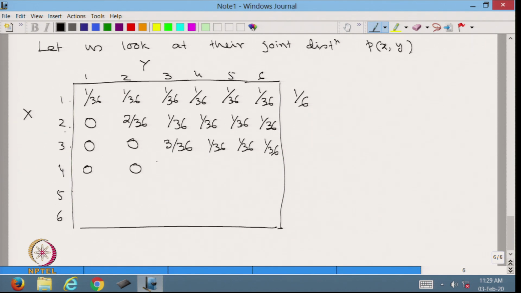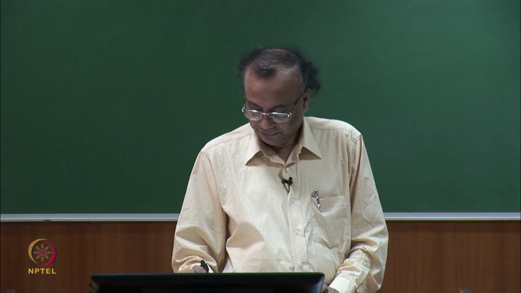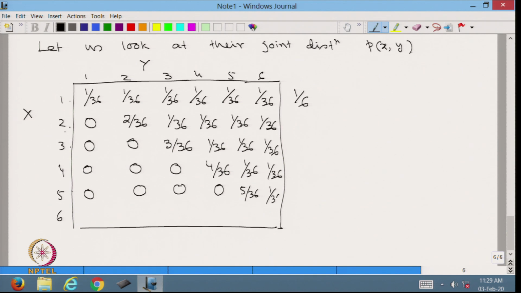Convince yourself that these probabilities will come out to be like this: X is 5 and Y anything less than or equal to 4 is not possible, but Y can be 5 when X1 is any of 1, 2, 3, 4, 5. Therefore, 5 by 36, 1 by 36, and X is 6, then for all possible values of X1, we get Y is equal to 6.